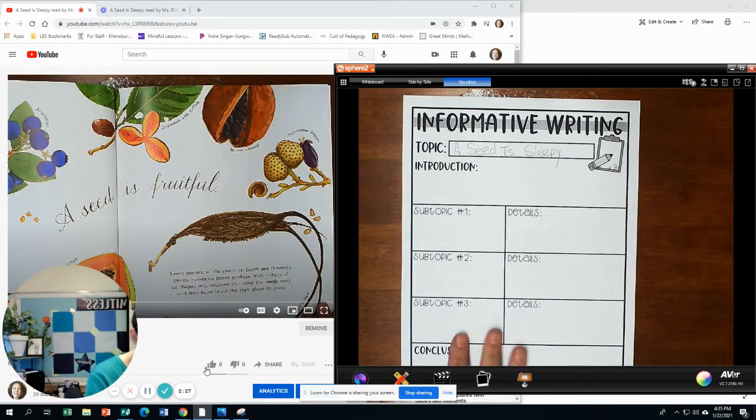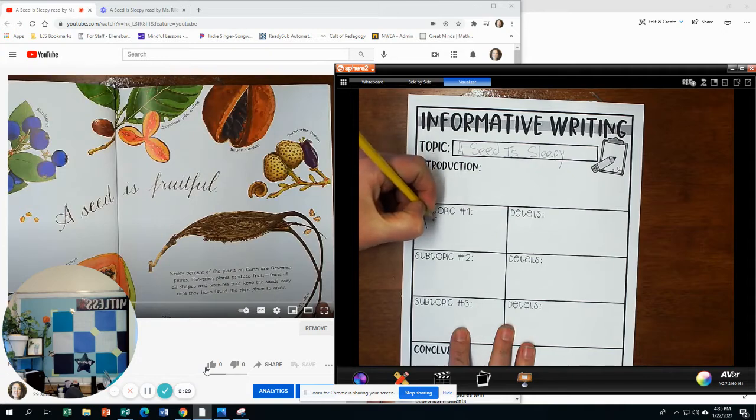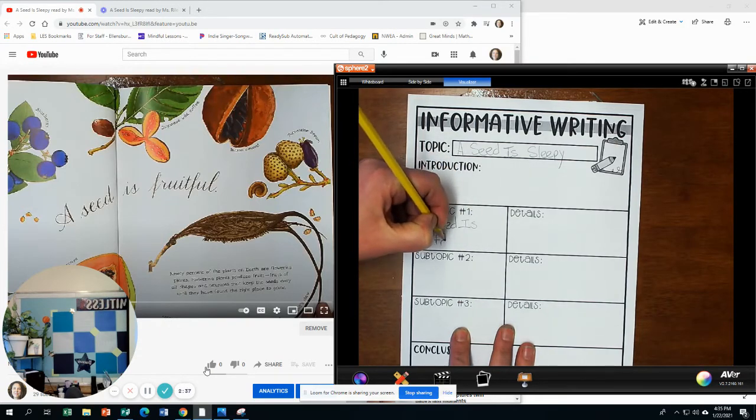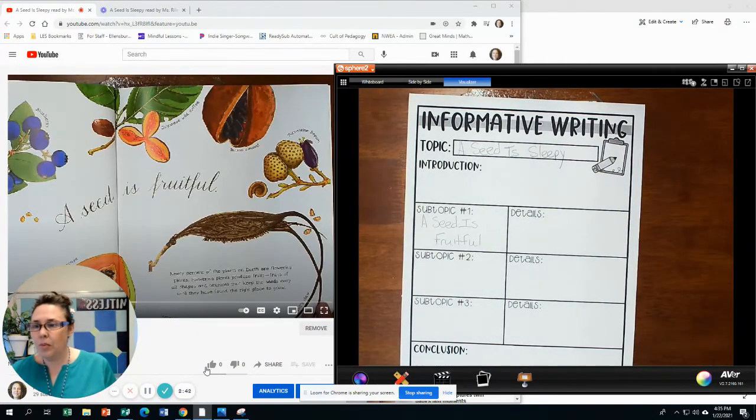So one of the subtopics might be A Seed Is Fruitful. Now, what does the author mean by that? So you might need to listen to the book a little bit. You might need to pause it and look at the pictures a little bit and see what it means, because I can see from looking at this video paused that the pictures have some little details on them.